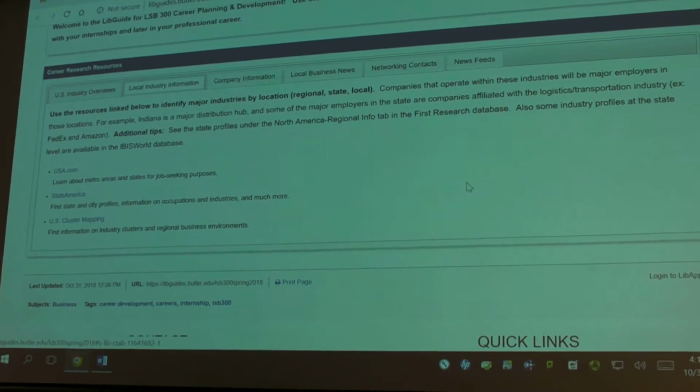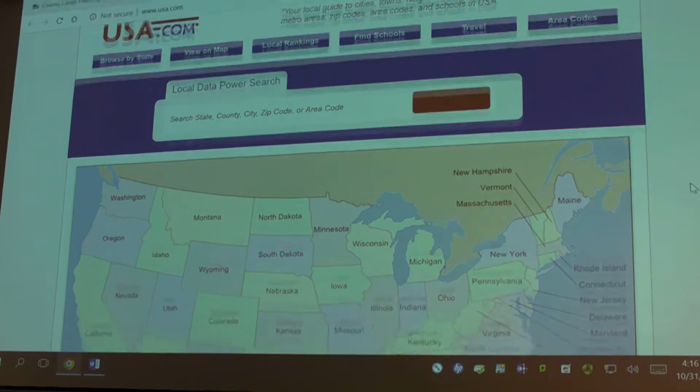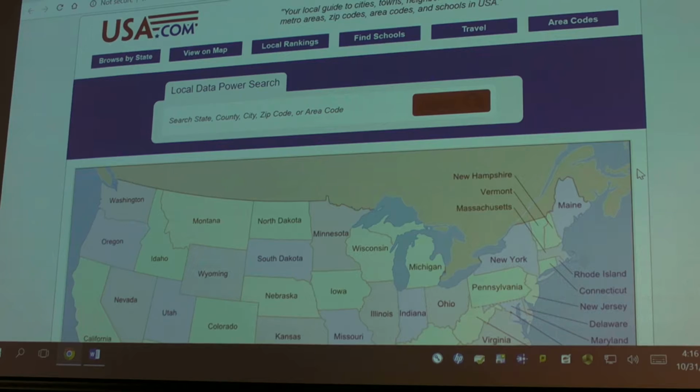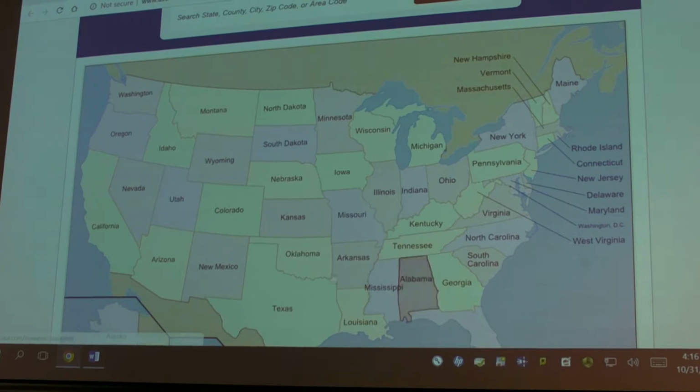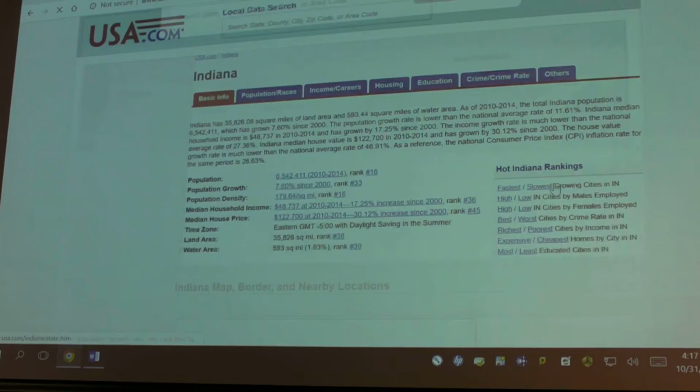So the first link on there, USA.com. Right away you can tell ways to search it: keywords, or you can click on a location on the map. You can click on any state you want. I'm going to click on Indiana.